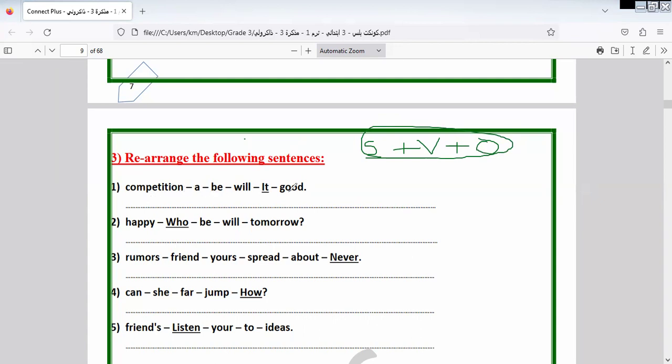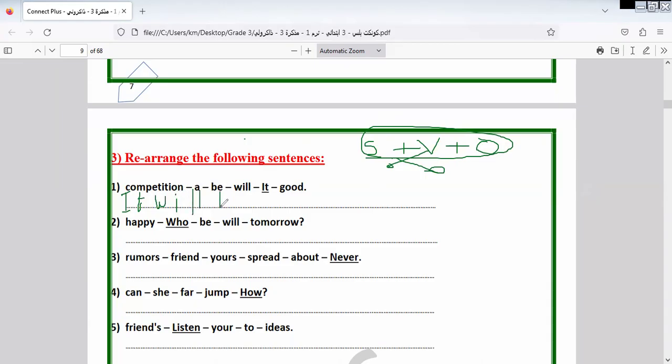Here we have, first of all, I search about the verb, then, subject, verb, and object. When I make a question form, what I can do, I replace the verb instead of subject. Let's do the exercise. Let's go to do this exercise together. It will be a good competition. So is the answer, it will be.